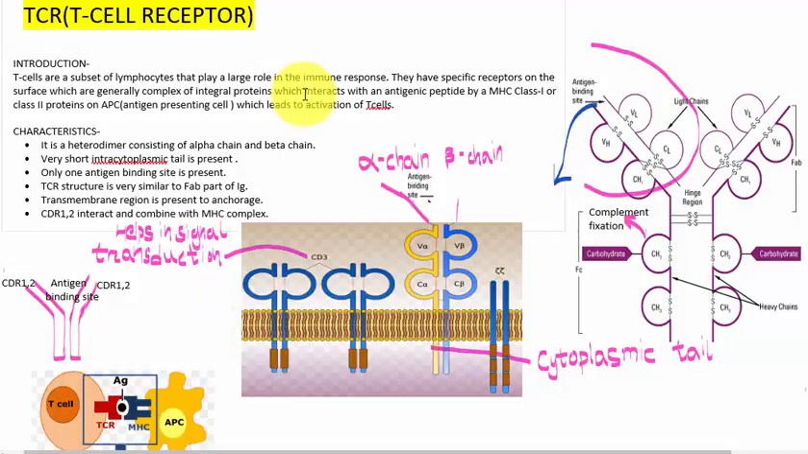Let's summarize this once again. The T cell receptor structure is very similar to the Fab part. The only difference is that it has an alpha chain and beta chain. The next part is that it consists of a cytoplasmic tail. It consists of CD3 chains which help in signal transduction. The antigen binding site is divided into three parts, two peripheral regions and one central antigen binding region.